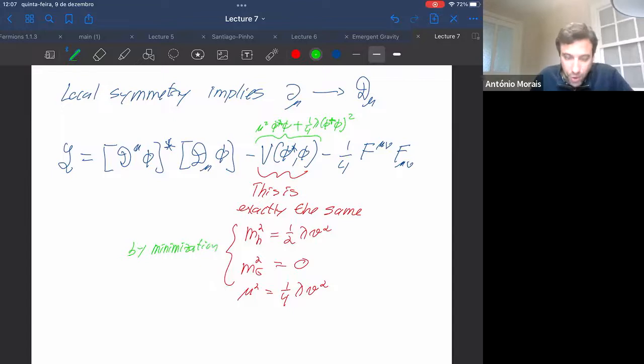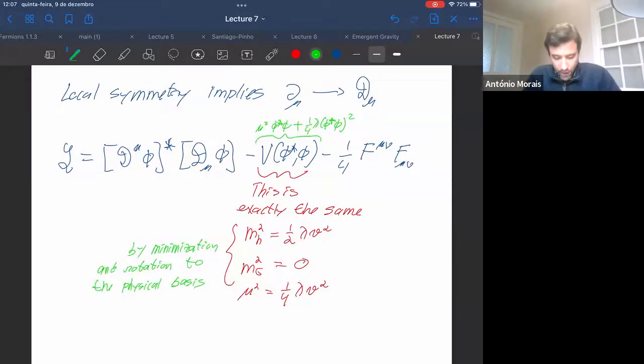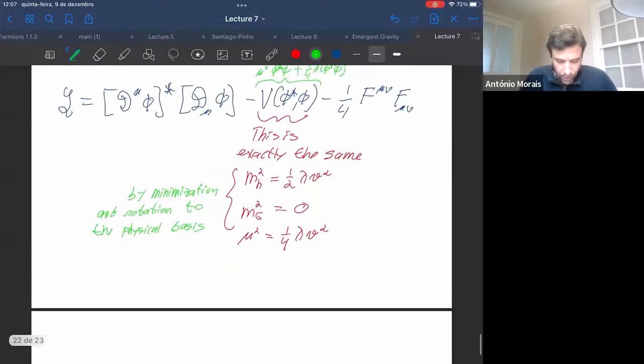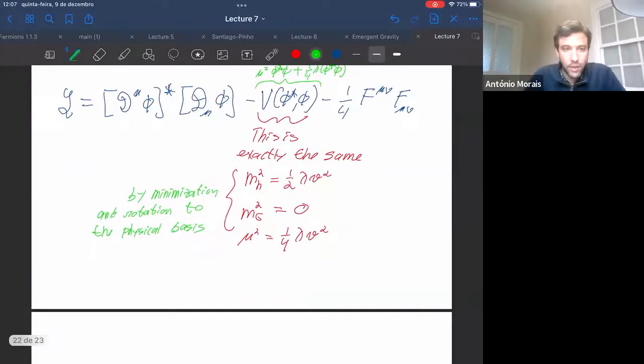Minimization and rotation to the physical basis. We achieve this, right? So now the important piece to start looking into are these covariant derivatives. I'm going to partially expand the covariant derivatives.